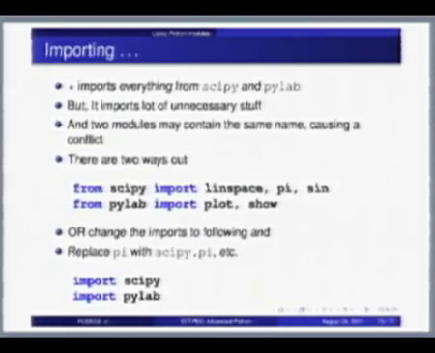Similarly, this is just summarizing what we have discussed. Star imports everything from the modules that you have specified, but it imports a lot of unnecessary stuff. Okay. And sometimes two modules may have the same name and they will overwrite each other. You should be careful. So, one way of doing it is to say from SciPy or whatever, import linspace, pi and sine, or from math import pi, sine, cosine, or whatever. Or you just do import math and you do math.pi or math.sine.